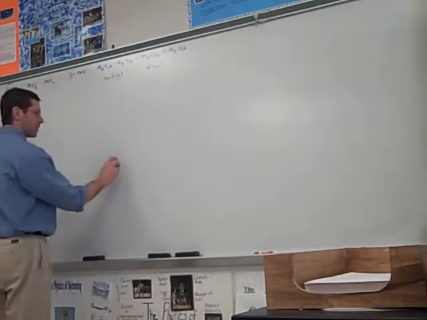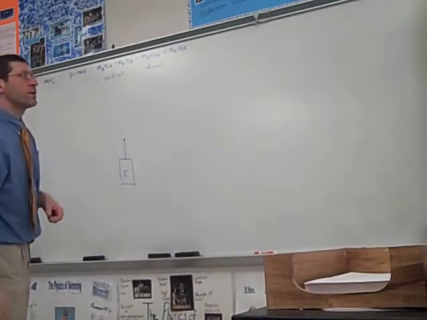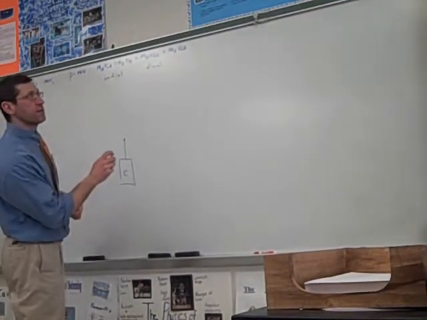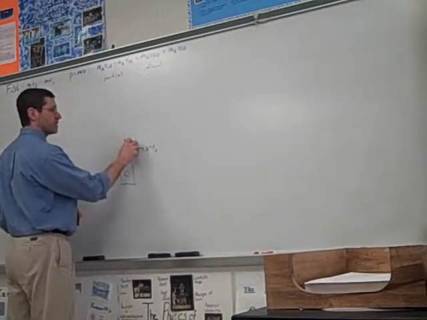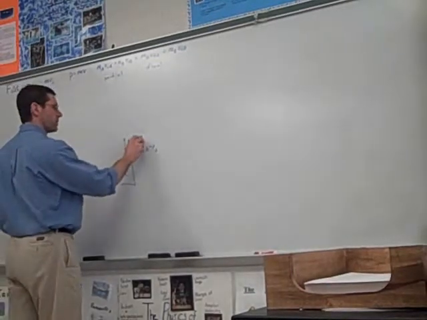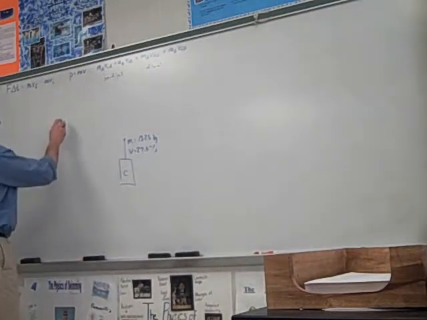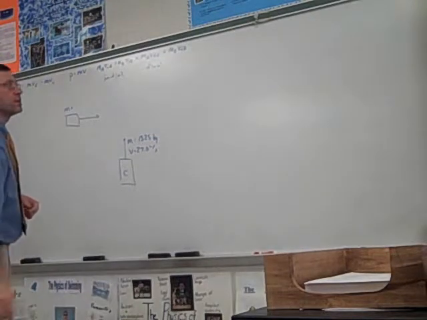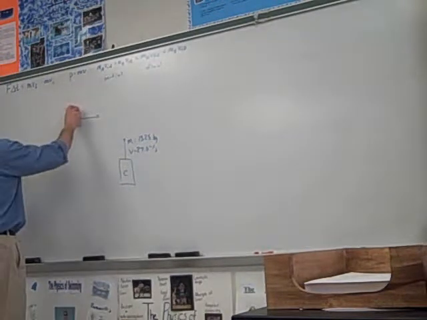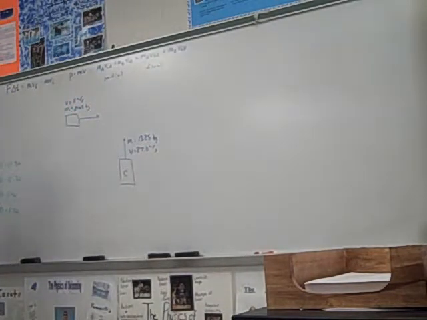So the first one, car C is going north at 27 meters per second, and its mass is 1325 kilograms. So that means it has momentum north. Car D is going this way, and its mass is 2,165 kilograms, and it's going east at 11 meters per second. So it has momentum going that way.